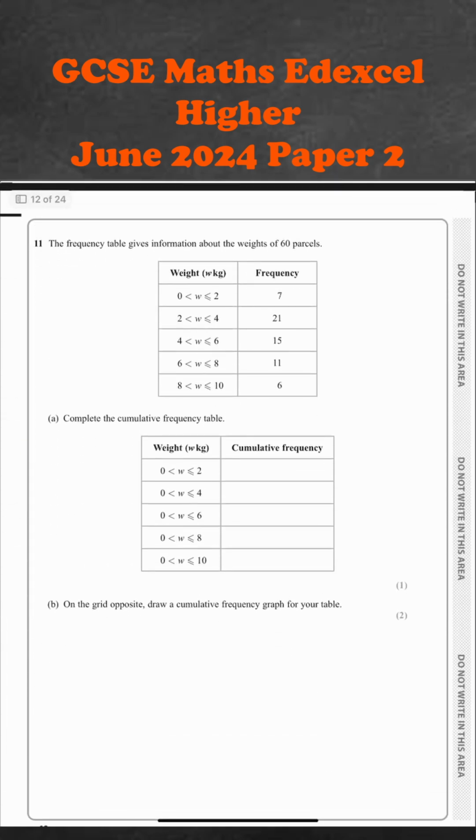Question 11. The frequency table gives information about the weights of 60 parcels. Complete the cumulative frequency table. This one's nice and easy. All you need to do is add the frequencies up so that they accumulate. So 7, then 7 plus 21 is 28. Add 15 is 43. Add 11 is 54. And add 6 is 60.